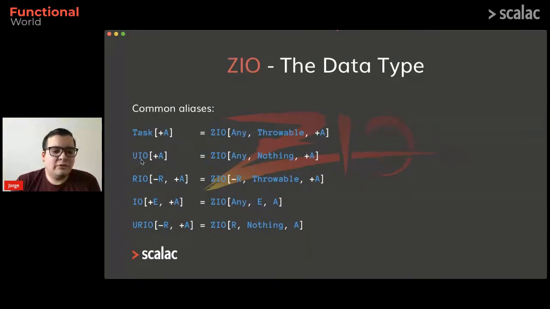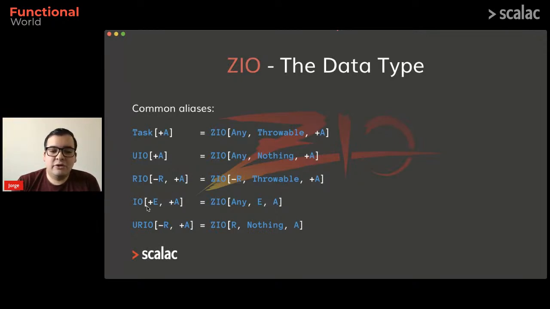Then we have UIO. This U, by the way, means, I think, unexceptional. So this UIO represents a ZIO effect that doesn't require any external dependency to run. It cannot fail, that's why the error type is set to Nothing, or it can succeed with a value of type A. Then we have RIO. Because we have an R in the name, it means that it's a ZIO effect that requires an environment of type R to run. It can fail with a Throwable, or it can succeed with an A.